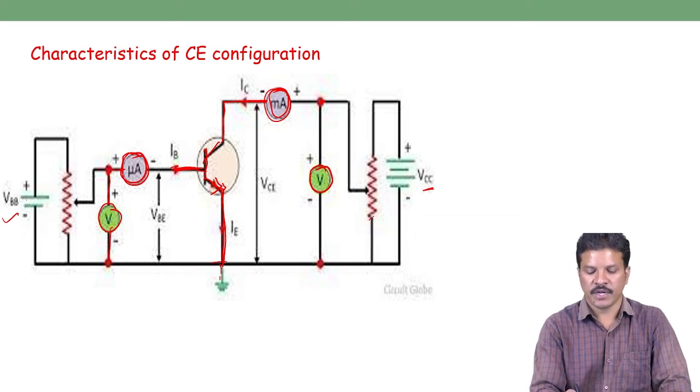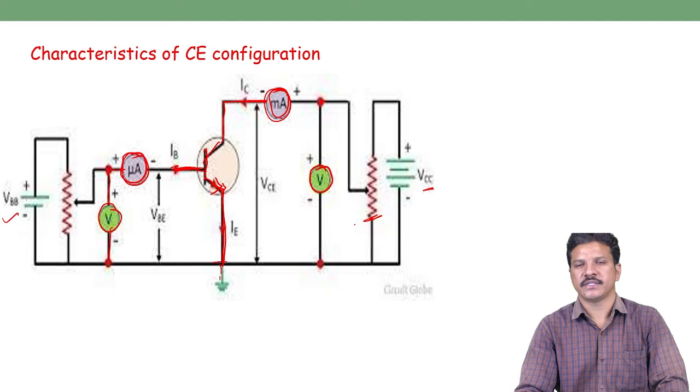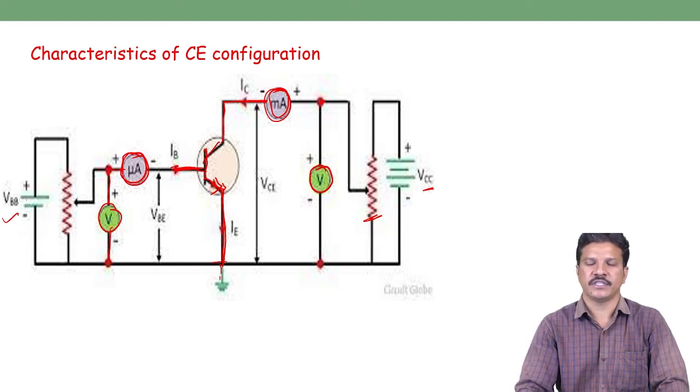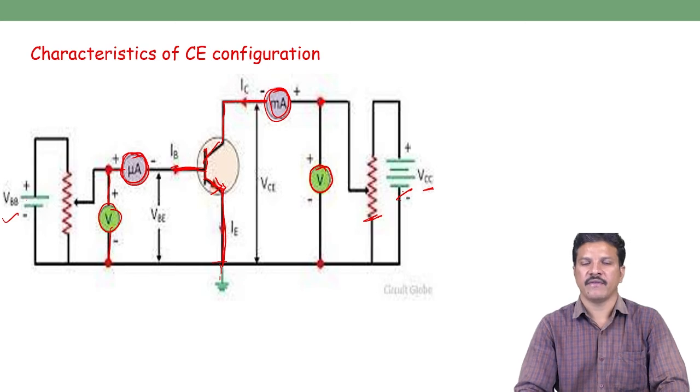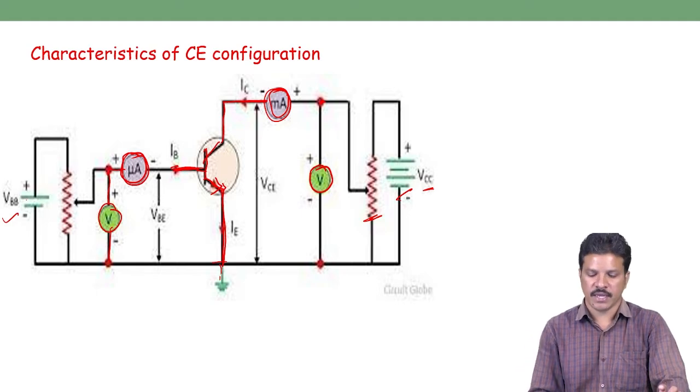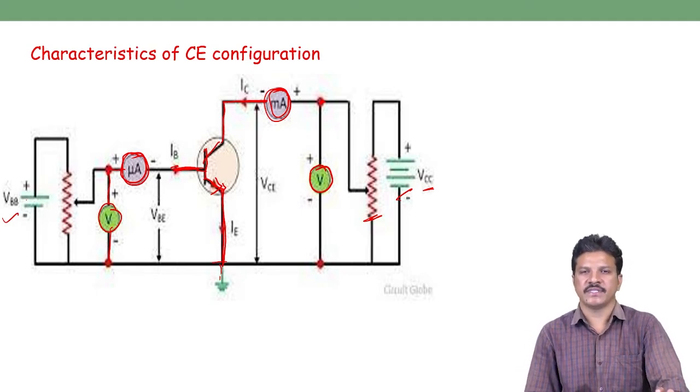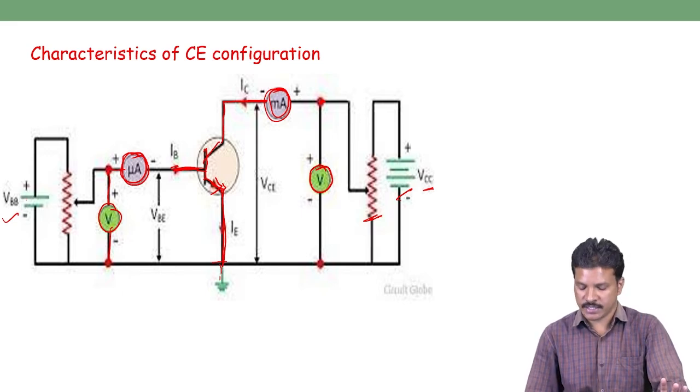This is the potentiometer. We can also represent it simply as a fixed resistor. By changing the potentiometer, we can change the battery voltage, and so change the voltage across collector to emitter and across base to emitter. This circuit arrangement can be set up, and by following the procedure we can measure input and output characteristics.